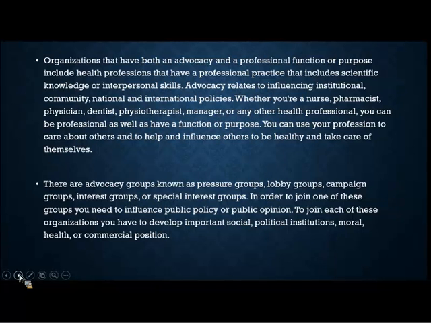Whether you're a nurse, pharmacist, physician, dentist, physiotherapist, manager, or any other health professional, you can be professional as well as have a function or purpose. You can use your profession to care about others and to help and influence others to be healthy and take care of themselves. There are advocacy groups known as pressure groups, lobby groups, campaign groups, interest groups, or special interest groups. In order to join one of these groups, you need to influence public policy or public opinion. To join each of these organizations, you have to develop important social, political institutions, moral health, or commercial position.